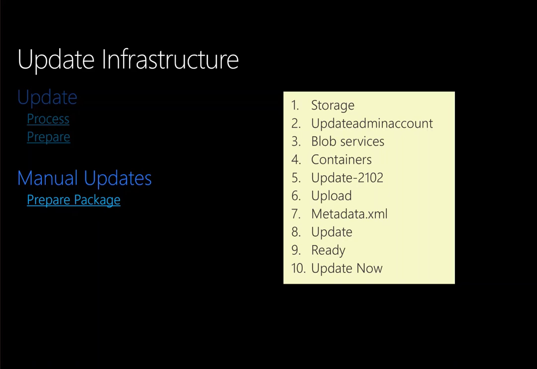5. After the container is created, select the container name, and then select Upload to upload the package files to the container. 6. Under Upload Blob, select the folder icon, browse to the update package zip file, and then select Open in the File Explorer window. 7. Under Upload Blob, select Upload.